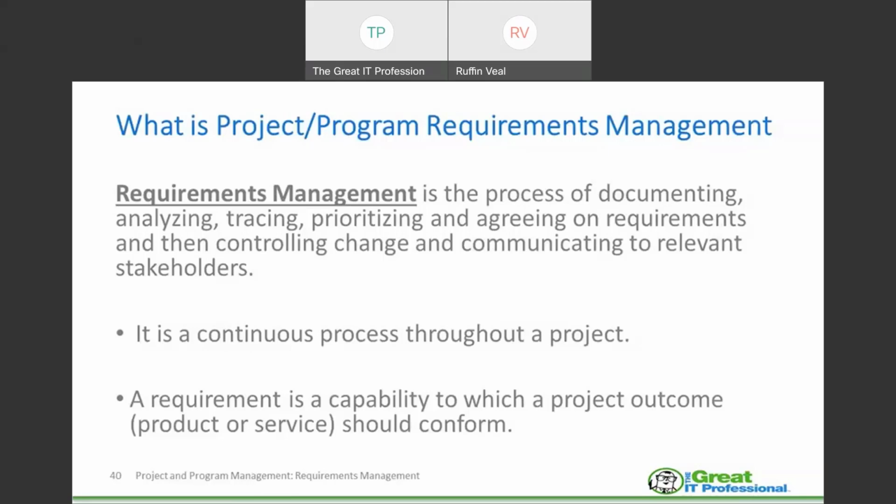We describe that as a process of documenting, analyzing, tracing, prioritizing, managing requirements, and controlling change. That's the important part of that definition that I want to emphasize. Those requirements are going to change throughout the course of the project. Depending on the length of the project, the higher the probability that things are going to change. We want to put in a mechanism that's going to control that change and communicate it effectively. It's a continuous process, and it's a capability that leads directly to our project outcome. But the main point here is we want to control change.